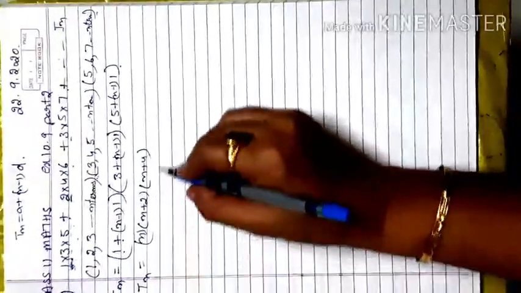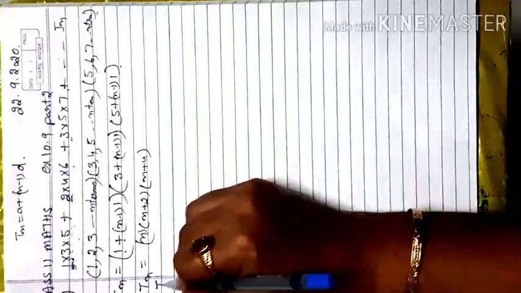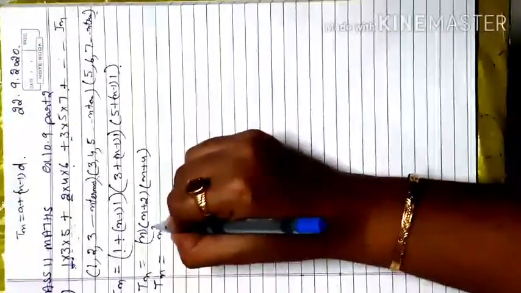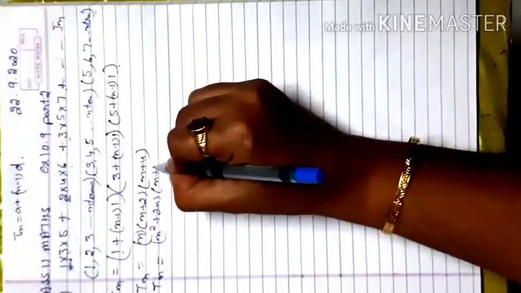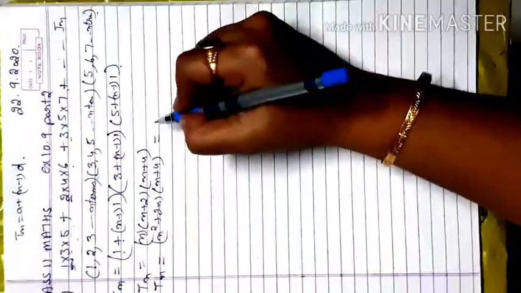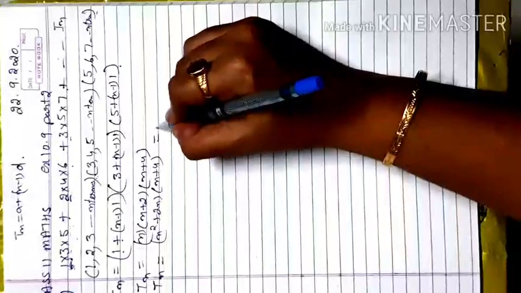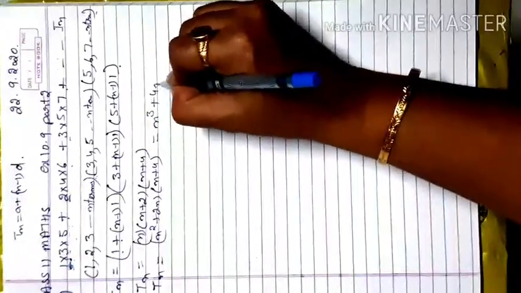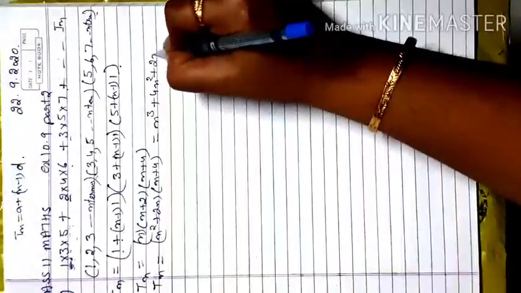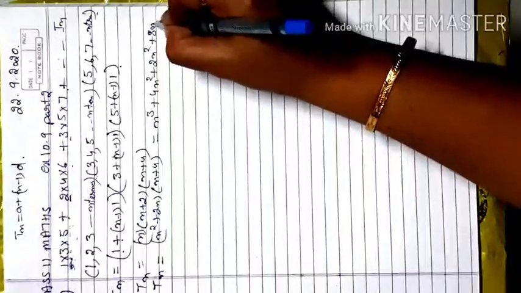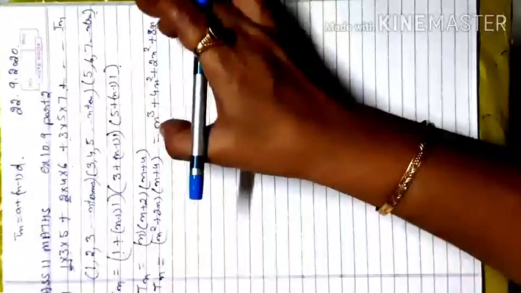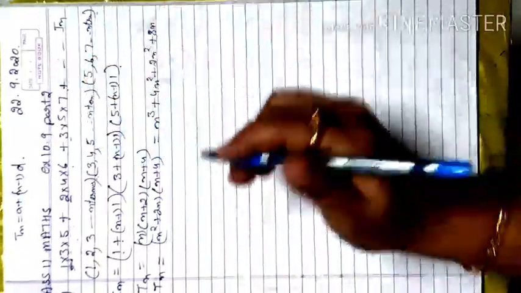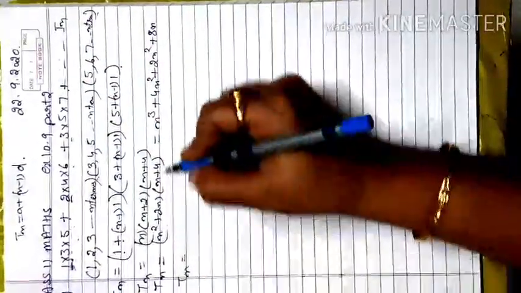When you multiply all these three terms, first n square plus 2n, then n plus 4. So what will you get after multiplication? That is n cube plus 4n square plus 2n square plus 8n. So that is the nth term, the combined nth term, the last term of this series. Nth term is n cube.